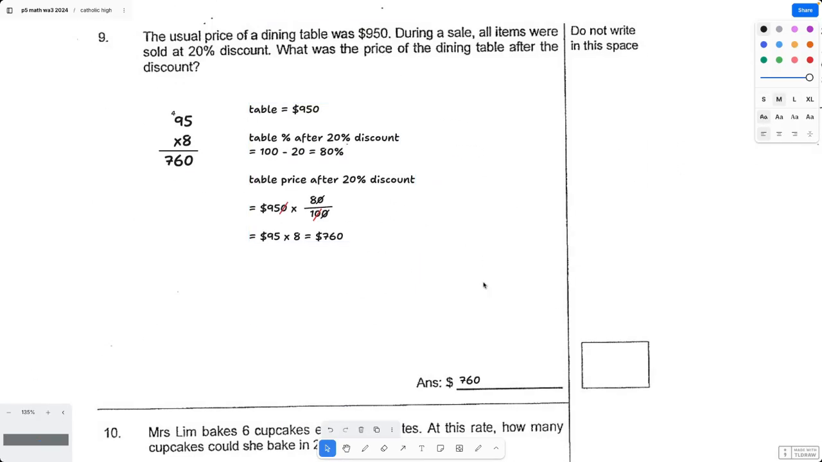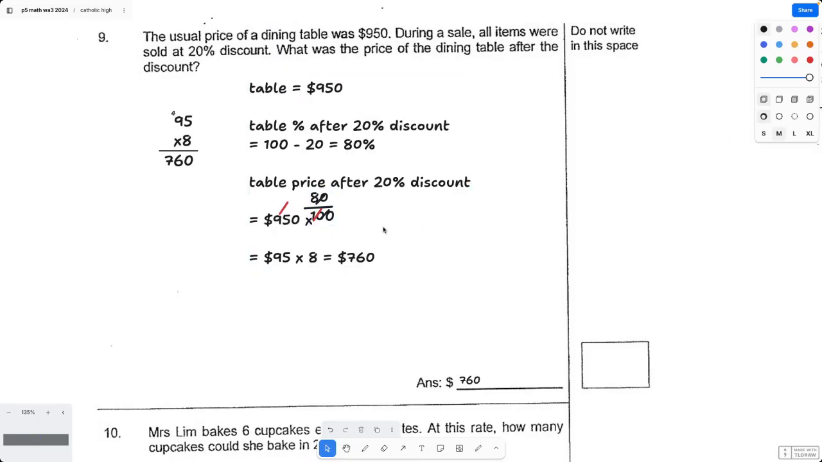Let me make this medium. This is a bit small as well. Okay. So let me.